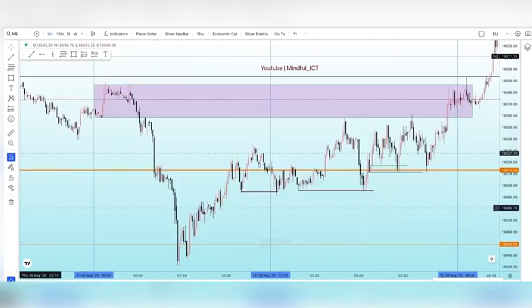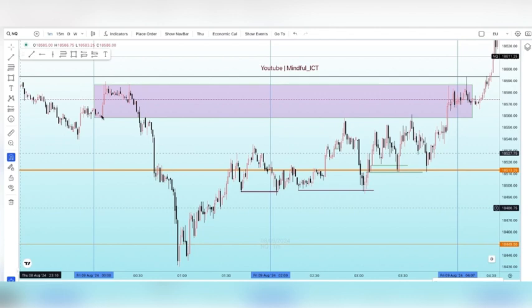We could have entered at the fair value gap, targeting the initial sell-side liquidity, the highs, or the new week opening gap. Now, if you're trading the London session, which starts at 2 a.m., it's important to mark the opening range between 12 and 12:30 a.m. For the Asian session, we focus on the new day opening gap. But for London, we look at the highest high and lowest low between 12 and 12:30.